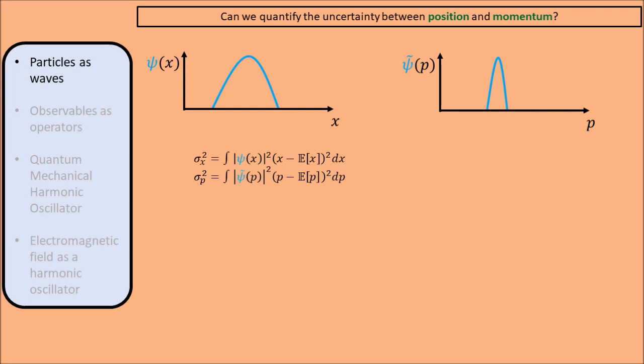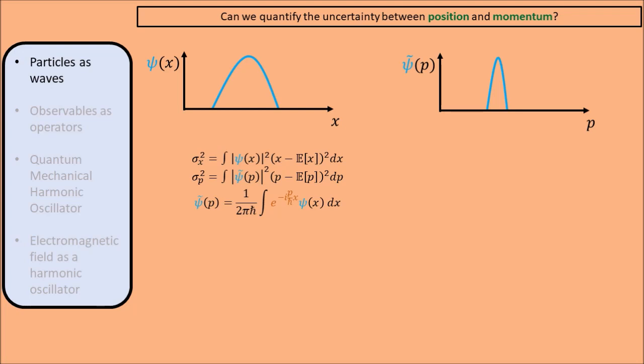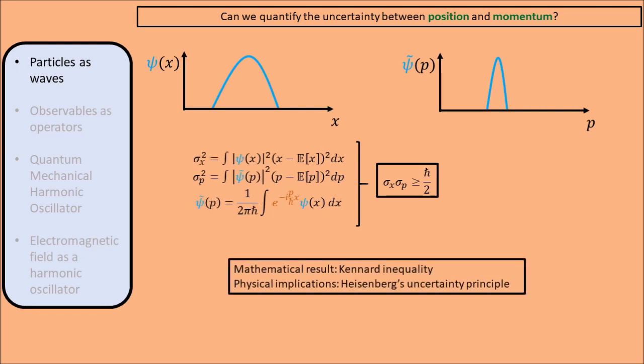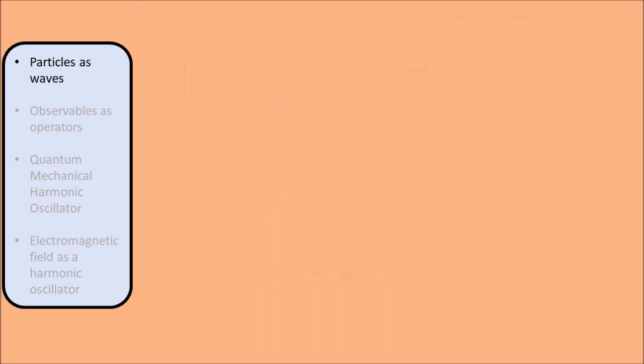Using the fact that psi of x and psi tilde of p are related by Fourier transform, one can derive the following relation between sigma x and sigma p. The product of the two must always be larger than or equal to h bar over 2. This mathematical result is referred to as the Kennard inequality, while its physical implications regarding position and momentum are known as Heisenberg's uncertainty principle.